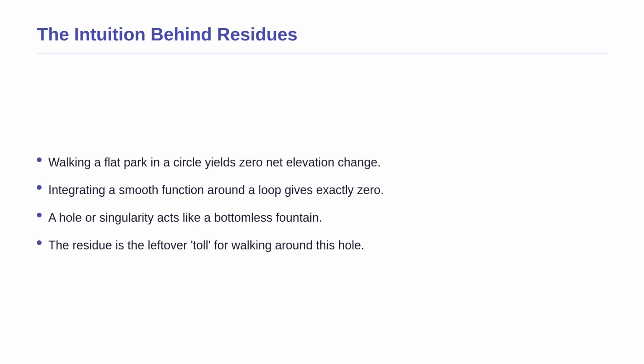But what if there is a massive, bottomless fountain in the middle of the park? The path is fundamentally different. The hole exerts a mathematical gravitational pull. The leftover footprint, or the toll you pay for walking around that hole, is what we call a residue.